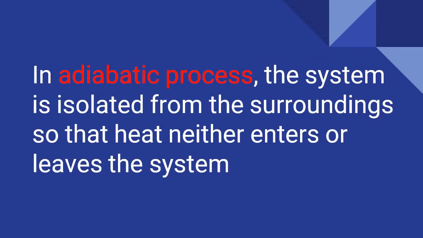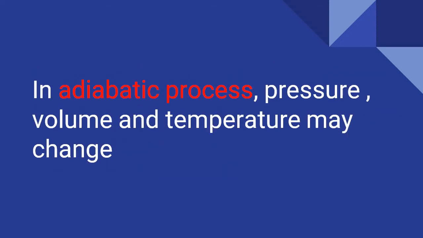And the next process is the adiabatic process. In an adiabatic process, the system is isolated from the surroundings so that heat neither enters nor leaves the system. That is the speciality of the adiabatic process. In an adiabatic process, pressure, volume and temperature may change. So we haven't any constant conditions here. There is no heat transfer, that means heat energy flowing into the system or out of the system is zero. And all of these three quantities, pressure, volume and temperature, may change.